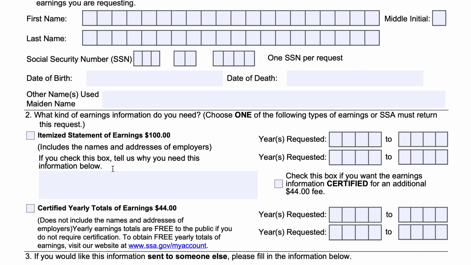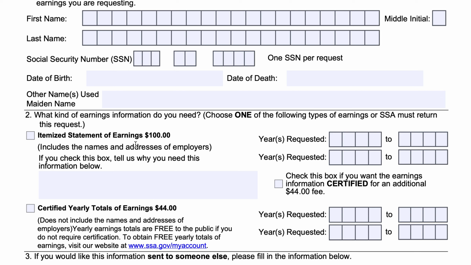For example, maybe you want to verify your earnings history, and you need to contact an employer who you believe misreported information on a previous year's W-2. You need to update that information so that the proper Social Security earnings are reflected in your record and your file is updated accordingly. That could be a very legitimate reason why you would need an itemized statement of earnings. To do that would cost you $100.